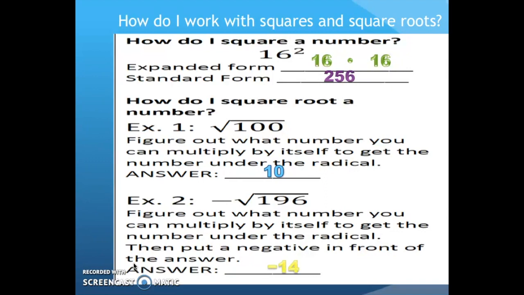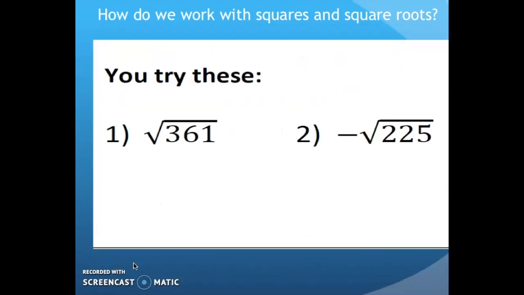Okay, so what that number is, 14, and all you have to do now is put the negative in front of the answer. Okay, hope that's making sense. Now I want you to try these by your lonesome and see if you can get it.